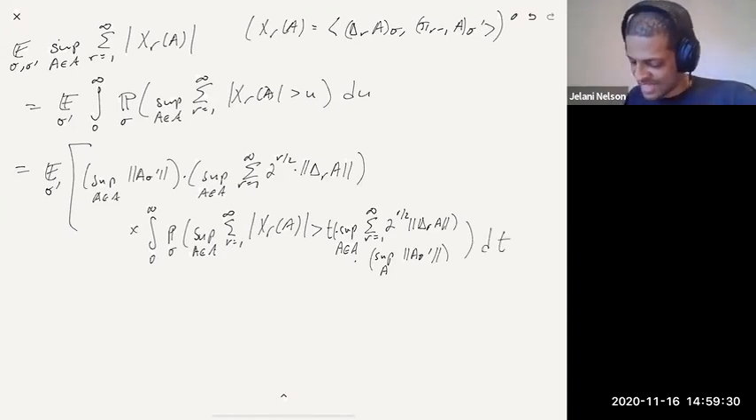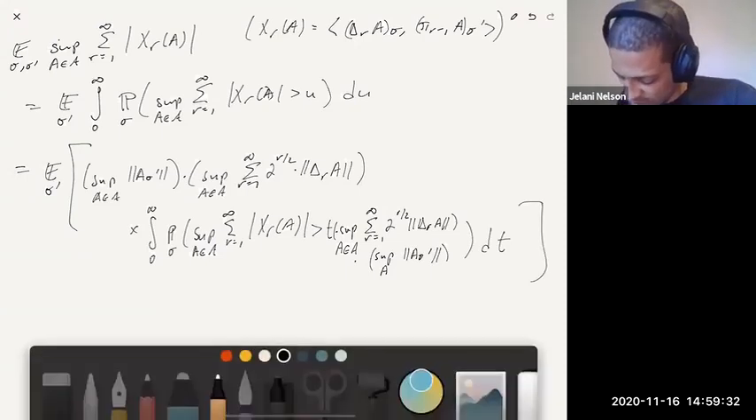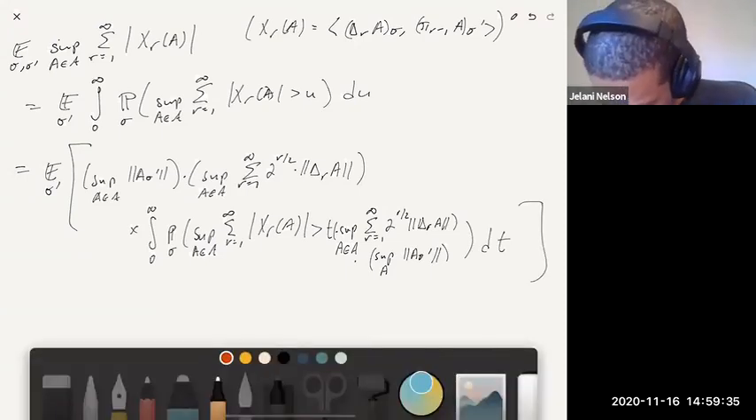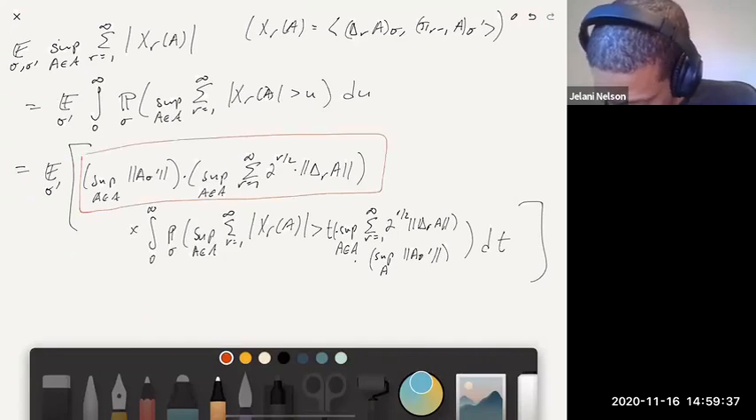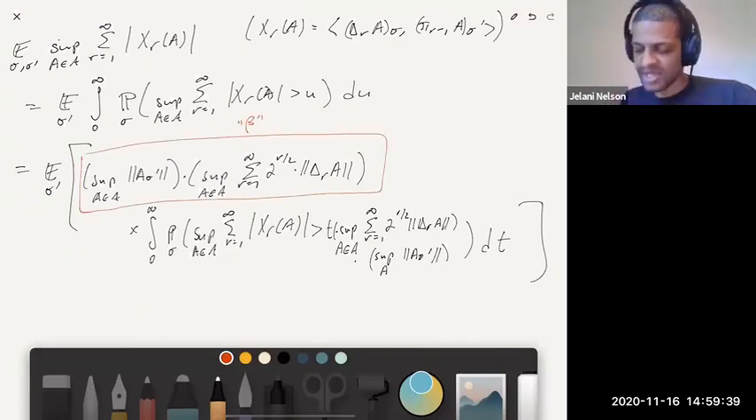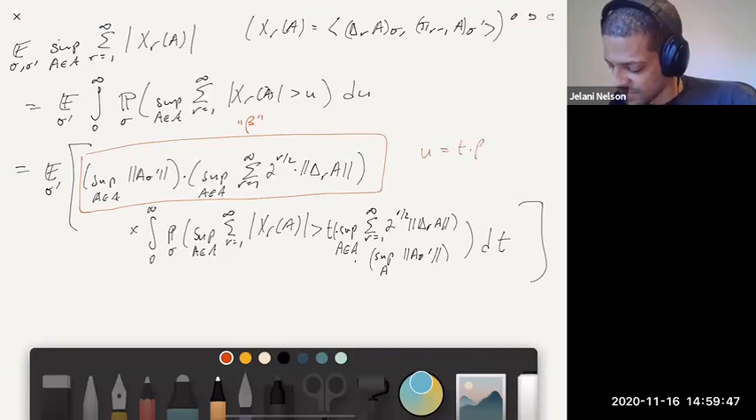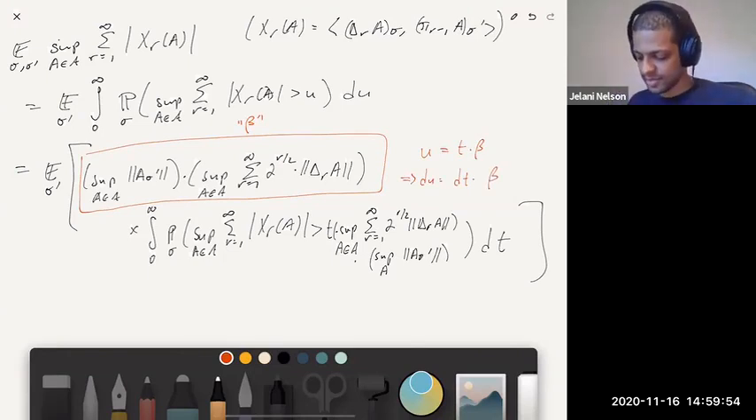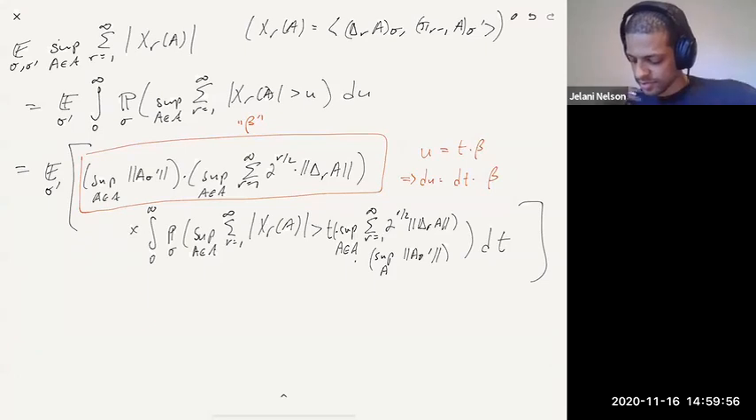Okay, that looks like a mouthful. All I did, if you just call this thing beta, was a u substitution. I just did the substitution u equals t times beta, which implies that du is equal to dt times beta. And now, okay, we're almost out of time, but we're almost done with this proof, even though it looks like a mouthful.